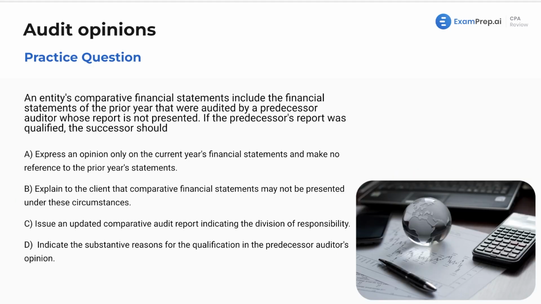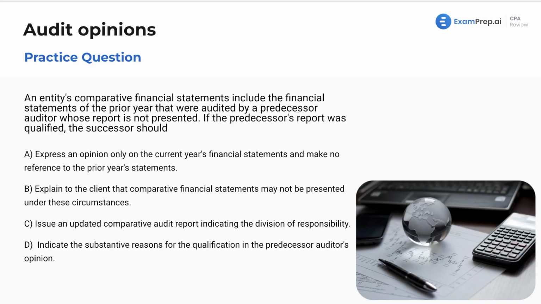Next up, an entity's comparative financial statements include the financial statements of the prior year that were audited by a predecessor auditor whose report is not presented. If the predecessor's report was qualified, what should the successor do? Okay, so very common. You'll see questions in multiple sections about predecessor auditor, successor auditor. So we've got comparative financial statements. We're issuing year 1 and year 2, right? We did year 2, but someone else did year 1.